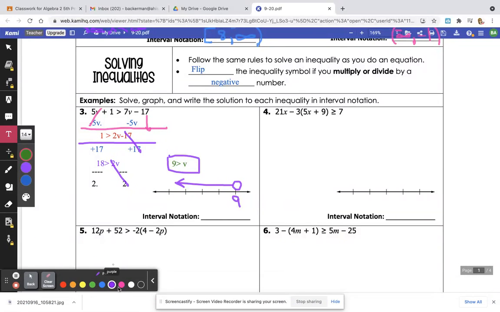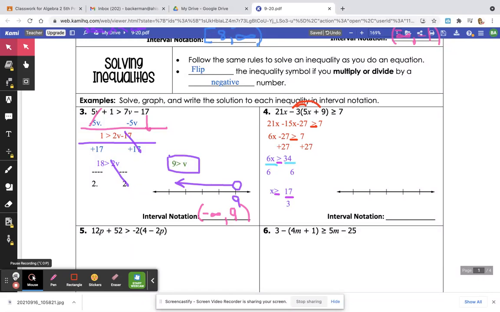If I want to write this in interval notation, my left side is negative infinity. And infinity always has a parenthesis, comma, 9. And this was not included, and so it also has a parenthesis. Go ahead and pause the video and try number 4.